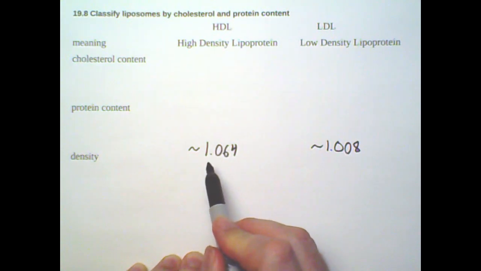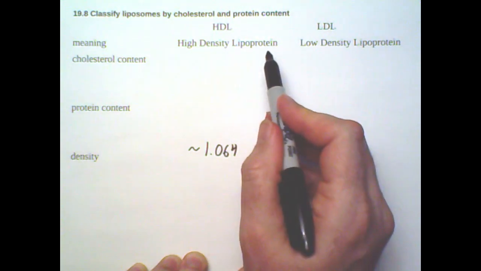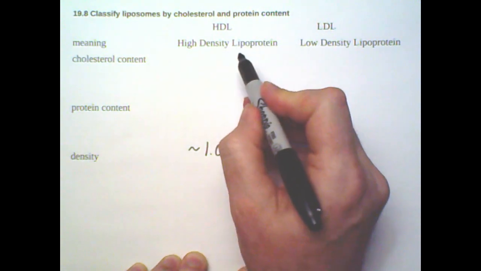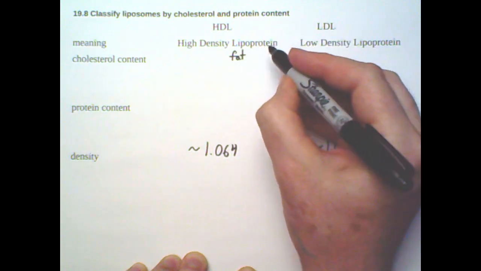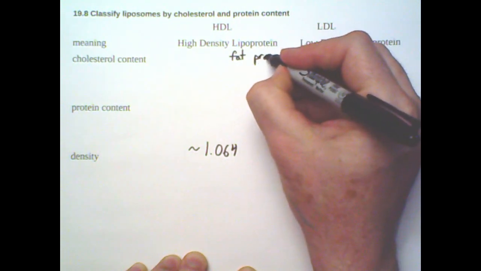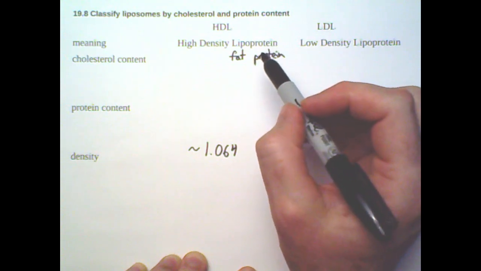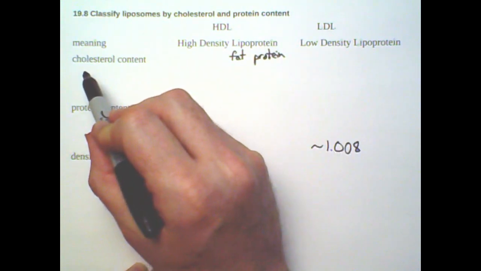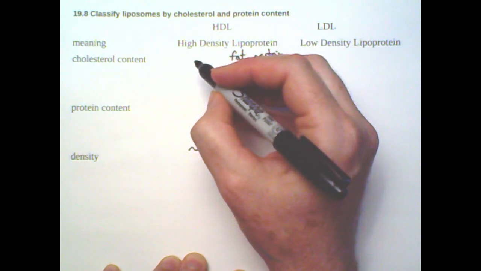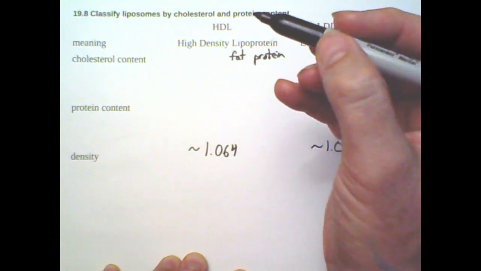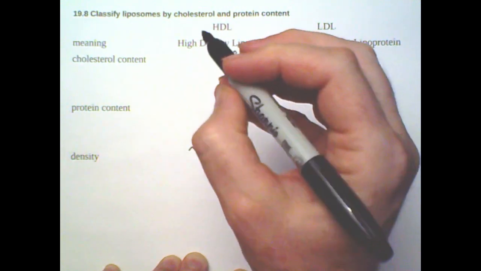So you understand the words density and can differentiate between high and low. Lipoprotein. Lipo refers to fats, and protein refers to proteins. So you can tell from the name that it has two major components. The fat component is largely cholesterol. And these molecules, well, no, it's not largely cholesterol, but cholesterol is a significant portion.